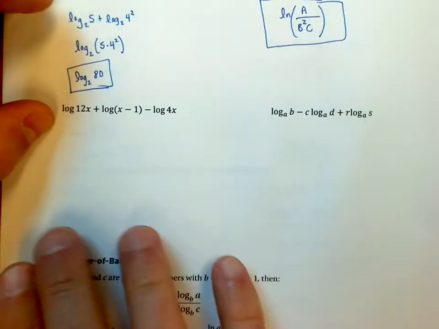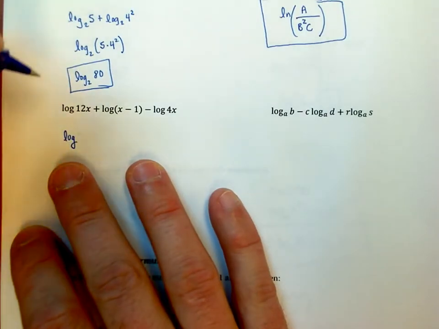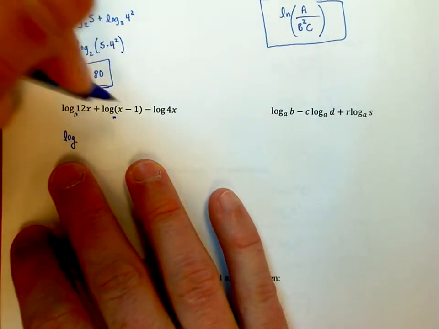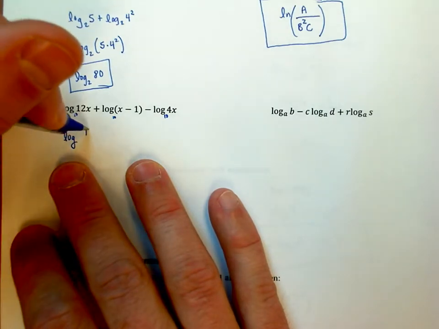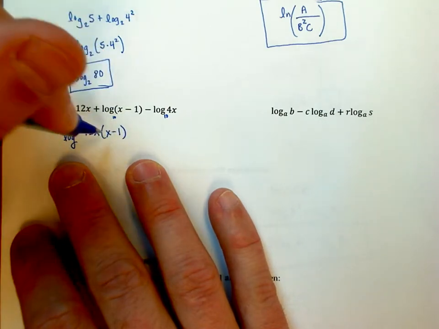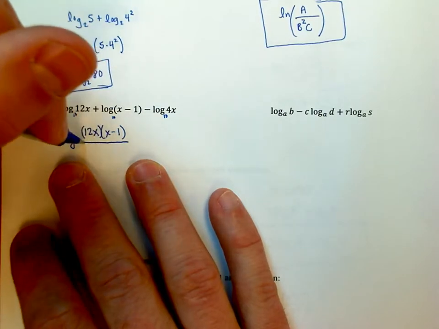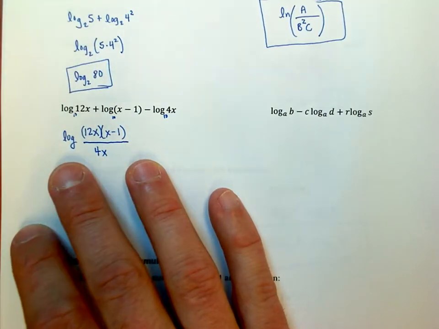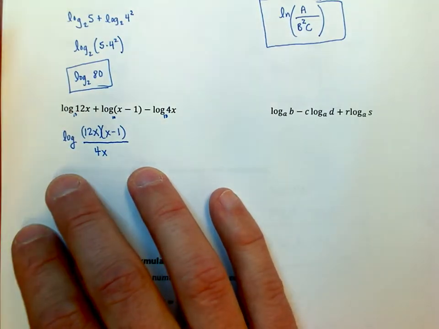Okay, a little bit more complicated, but really the same idea. Ready? This doesn't have a base, so it's assumed to be base 10. Remember, that's just a reminder from last time, but I don't need to write it, okay? It's assumed to be a 10. I have a 12x that's on top. I have an x minus 1 that I'm going to multiply by that's on top, and I'm going to divide by a 4x. Now, that would be fine, except really we can simplify this, right?